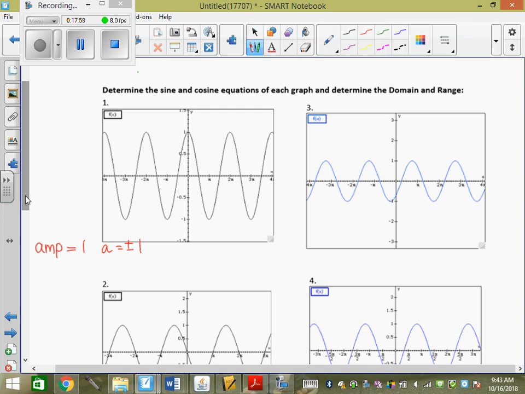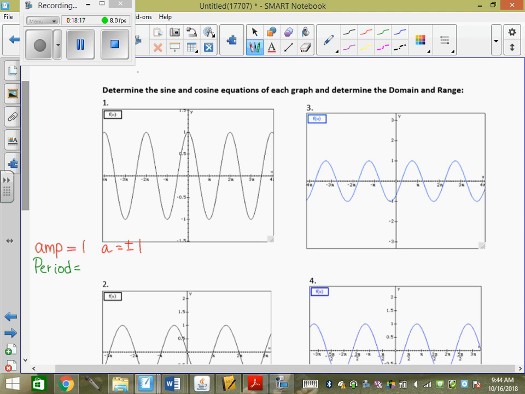The period. What's the definition of the period of a graph? How long it takes to repeat itself. So it could be from a max to a max. It could be from a min to a min. It could be from a certain distance past a max, past a min, back to that same height, right? It's just how long it takes to repeat itself.